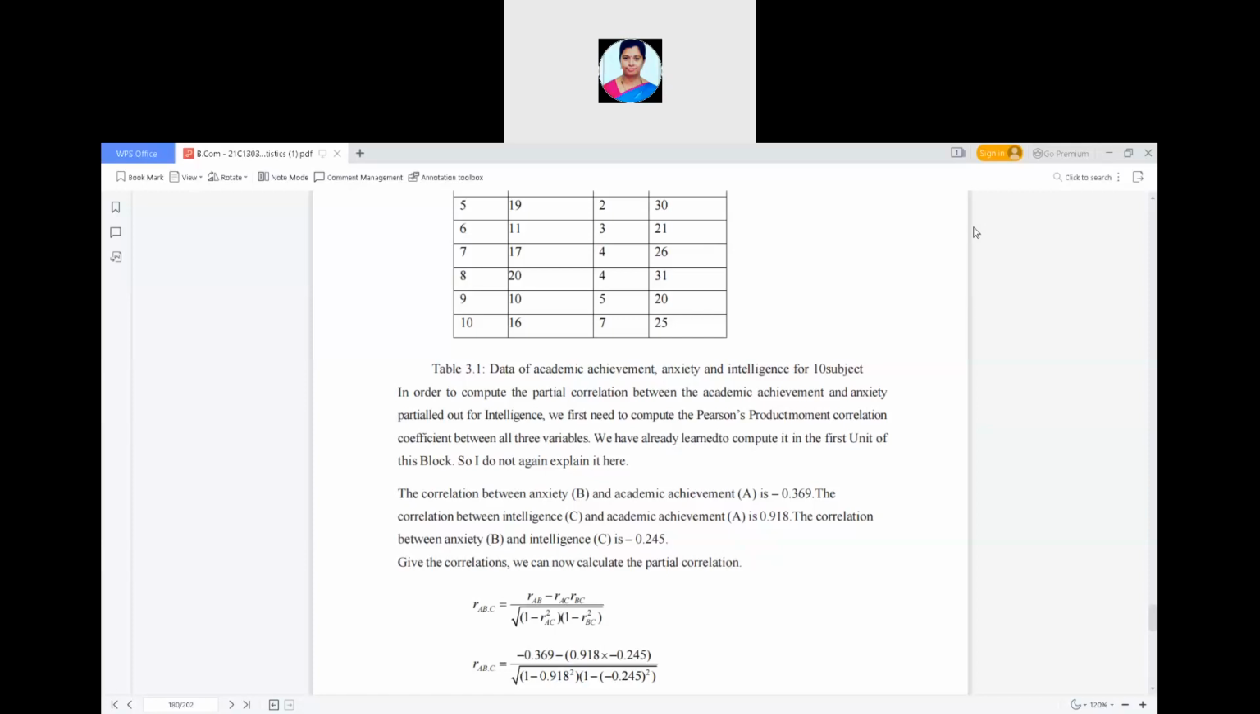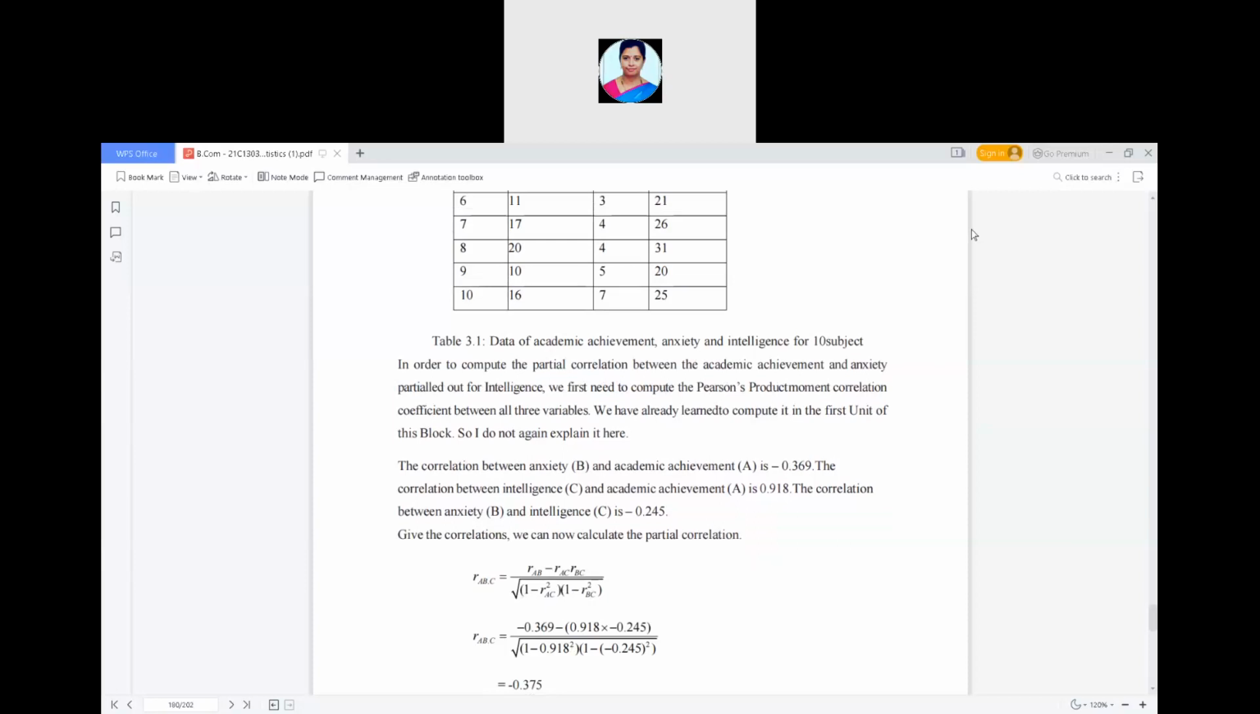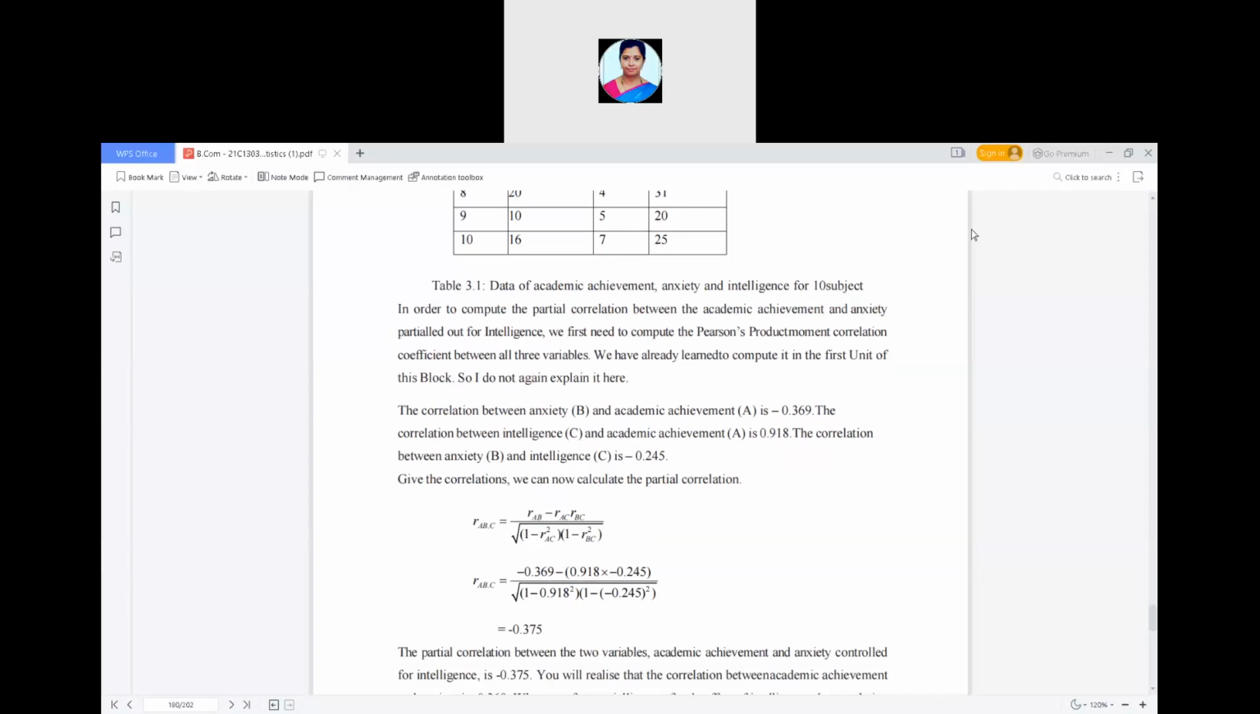So here, achievement, anxiety and intelligence are A, B, C. We have calculated the correlation between A and B, between B and C, and similarly between A and C. According to those values, we are going to calculate the partial correlation R A B dot C. That is R A B minus R A C into R B C, divided by the square root of 1 minus R A C square into 1 minus R B C square. So we have computed the value.